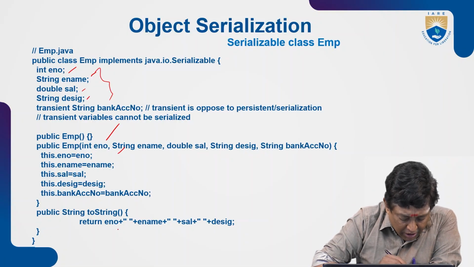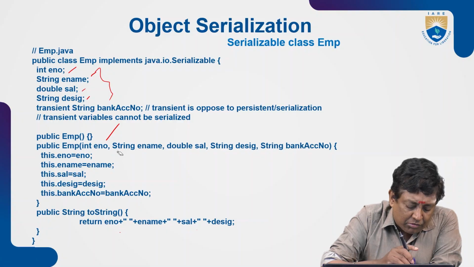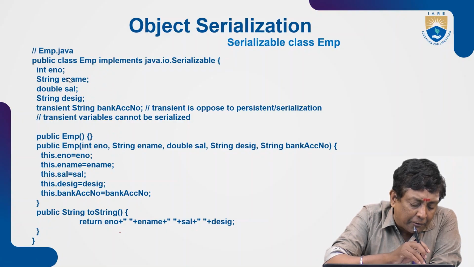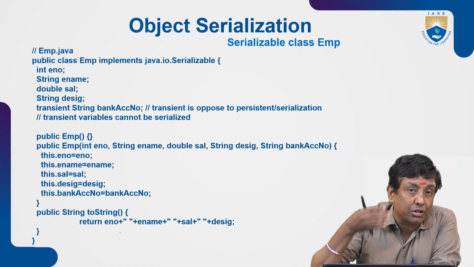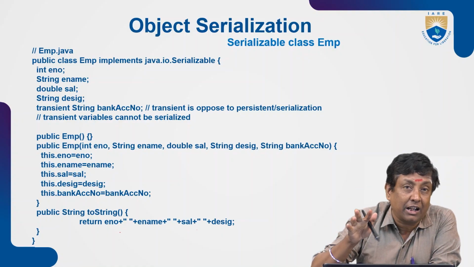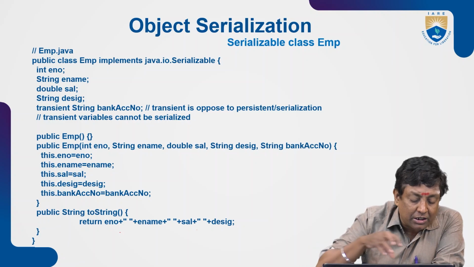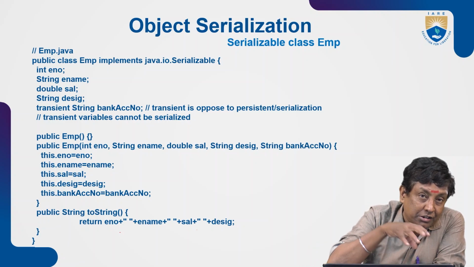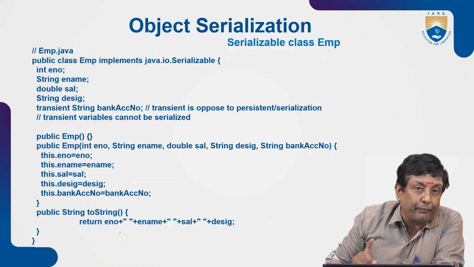You write toString, returning employee number, employee name, salary, designation. This is generally how normal beans are written. So you create even 1 object, 10 objects, 100, 1000, 10,000 objects. When you serialize all these objects, their whole state, then every object's employee number, employee name, salary, and designation is nothing but the object state. The whole data will be stored in a serializable file.